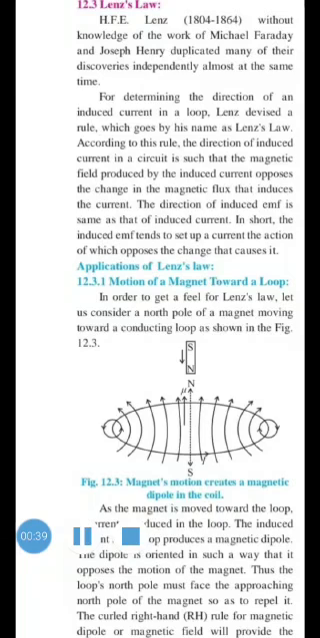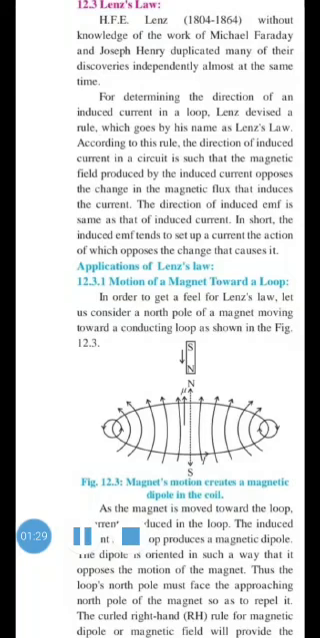Now, in order to find the direction of induced EMF, the scientist Lenz, in 1804 to 1864, and Joseph Henry duplicated many of their discoveries and stated the law. That law is called Lenz's law. According to this law or rule, the direction of induced current in a circuit is such that the magnetic field produced by the induced current opposes the change in the magnetic flux that induces the current. This law gives the direction of induced EMF.